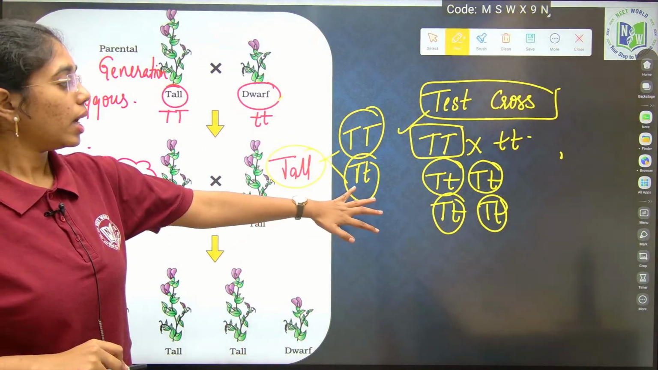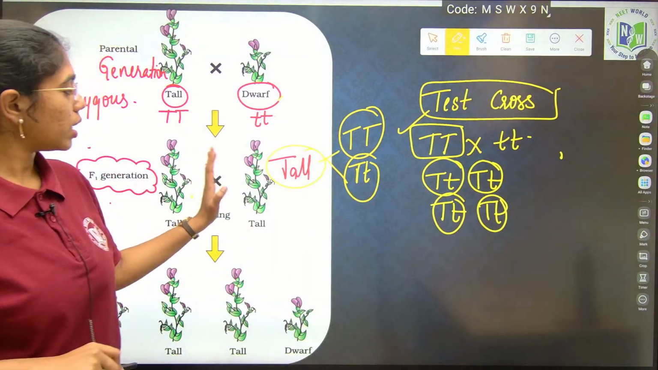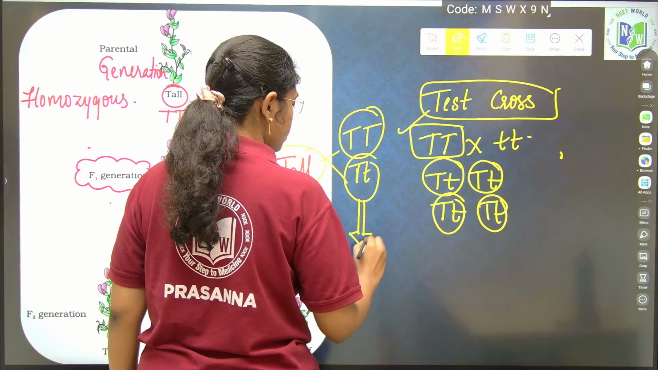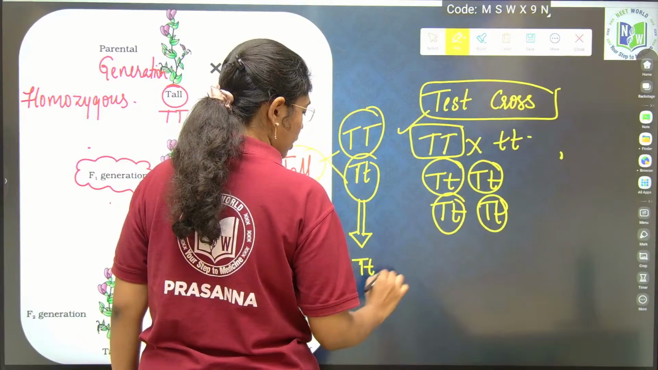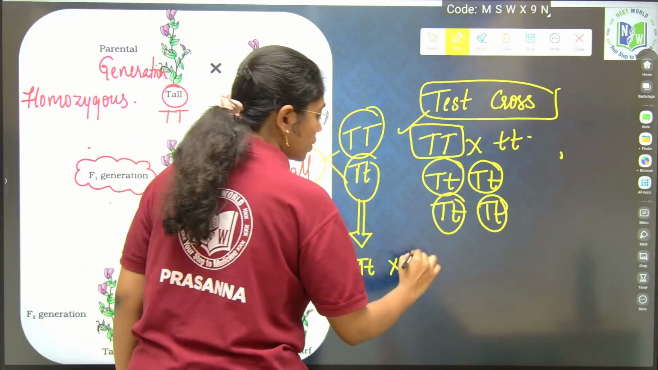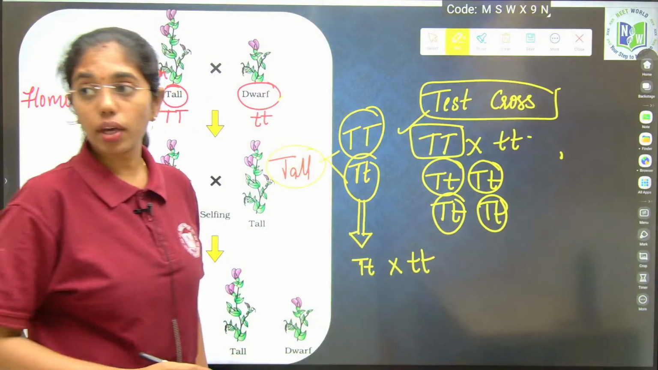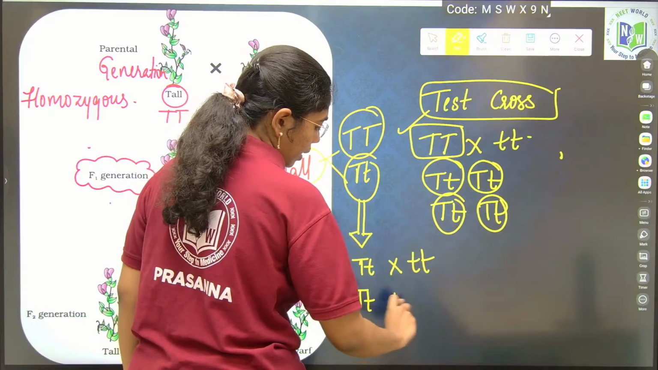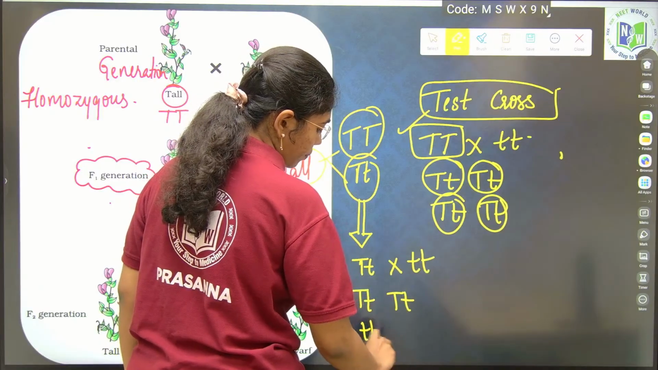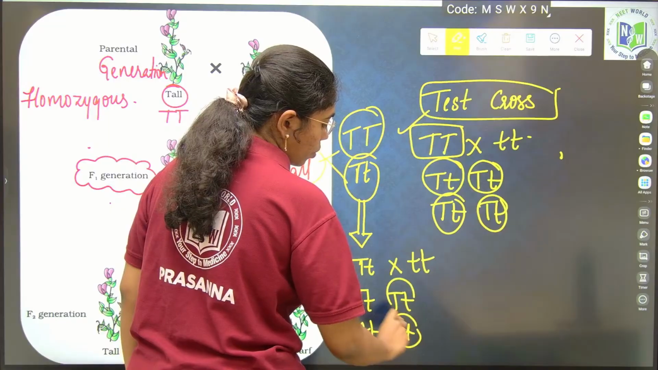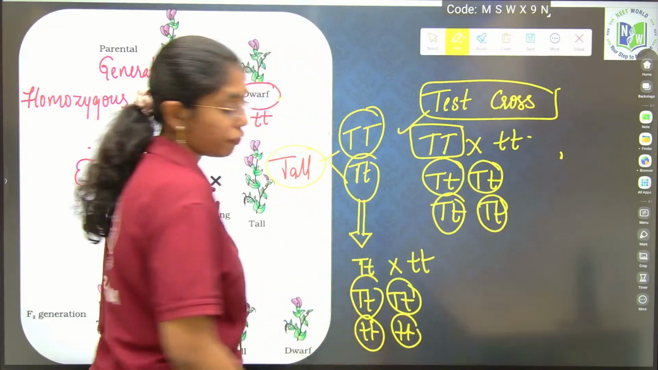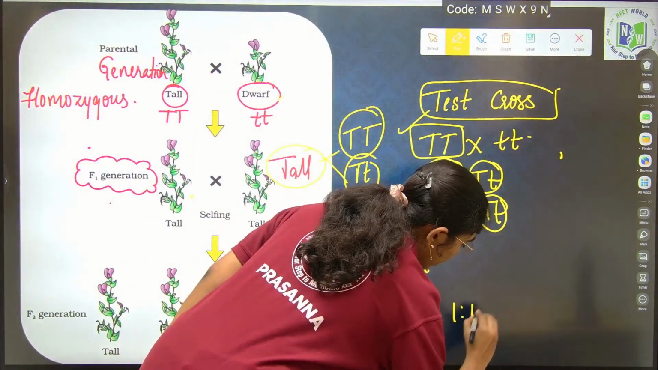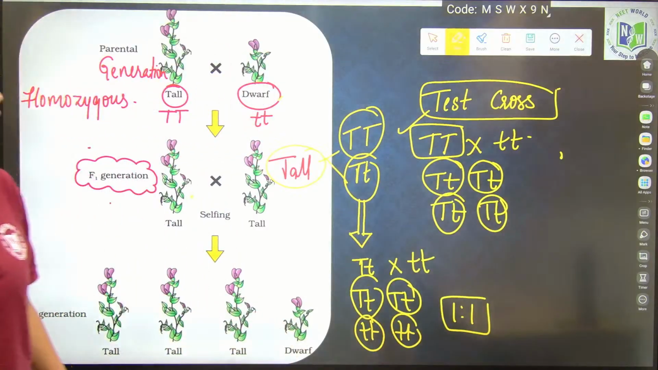Here you see heterozygous tall. If F1 generation is showing heterozygous tall, that is capital T small t, when it is crossed with the recessive parent, here you see what you will get. You will get two dominant and two recessive phenotypes in 1:1 ratio.